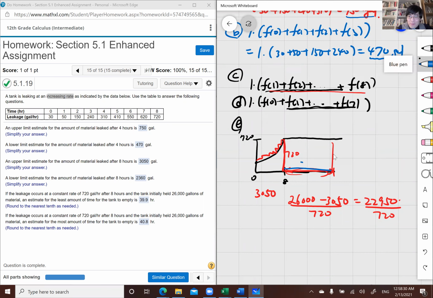Okay, so that's going to be 31.875. The question is asking for the total amount of time, so I don't forget about adding 8 hours at the beginning. So the total is 39.9.